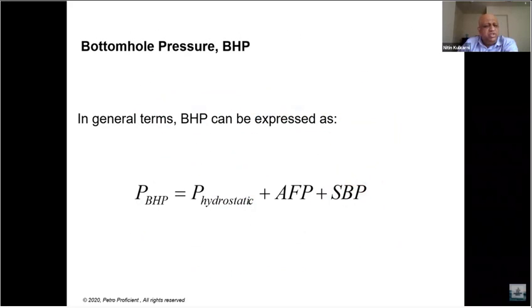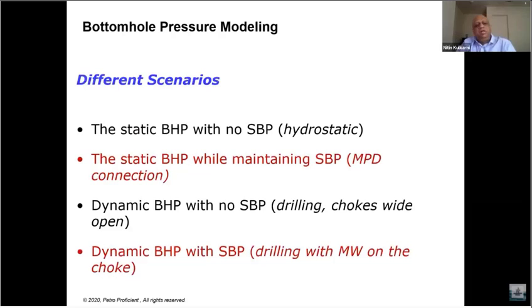Now, bottomhole pressure in MPD is in general a function of three parameters, as we have been discussing: your hydrostatic pressure, your annular friction pressure, and surface back pressure. When you do modeling of bottomhole pressure, that is when you do your designing, you need to take into account multiple scenarios. But these are the most common scenarios that you definitely need to take into account.